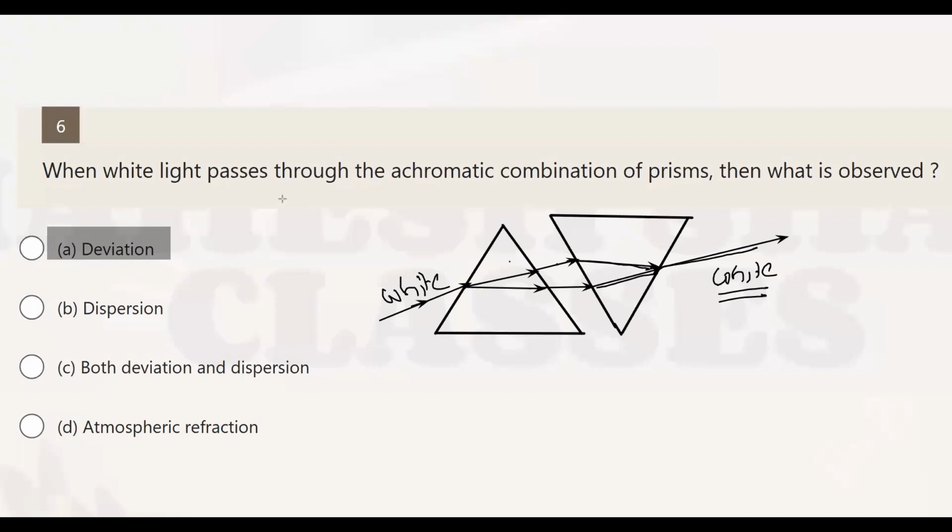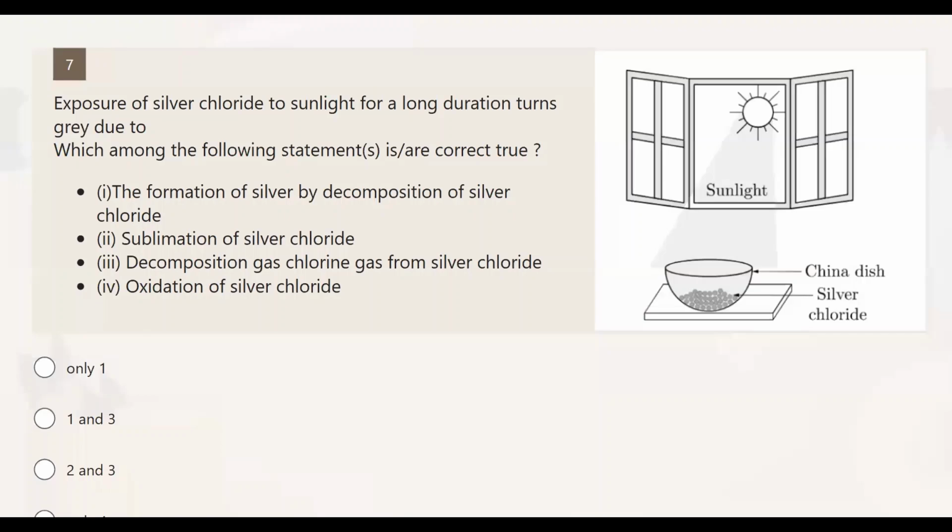The incident and the emergent ray, if we talk about them, they are deviating, but we won't say it's a deviation as it is in the case of an achromatic combination of prisms.